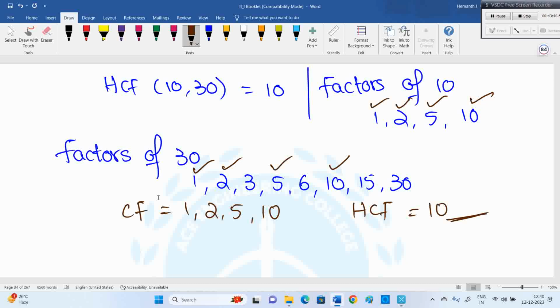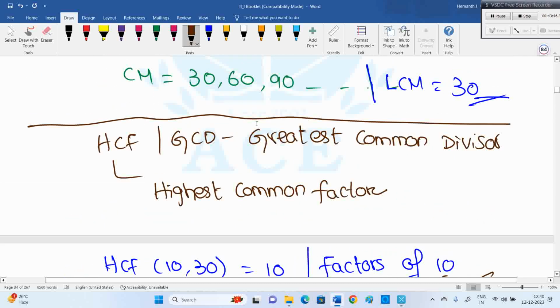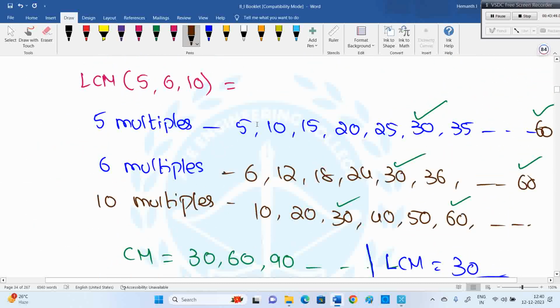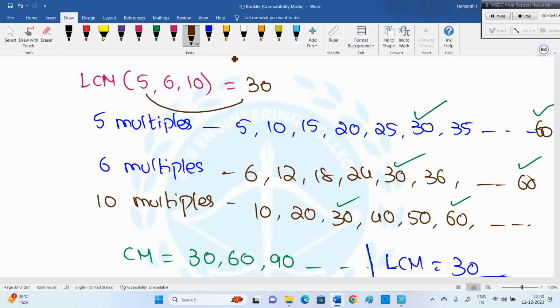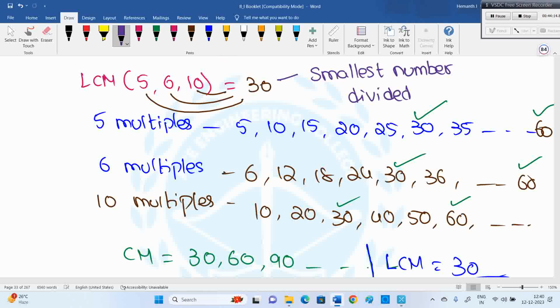When they're given options, there is a trick to be played. What is the trick you see? In LCM, the trick you can play is, your answer must be LCM for 5, 6, and 10, what you got? 30. It's simple. Is 30 divided by 5? Is 30 divided by 6? Is 30 divided by 10? So actually this is nothing but the smallest number. 30 is the smallest number or least number divided by 5, 6 and 10. Means suppose they ask LCM for any numbers and they give options.